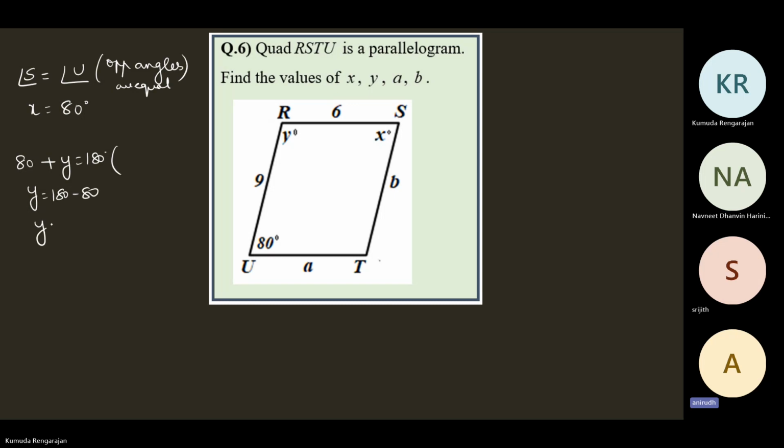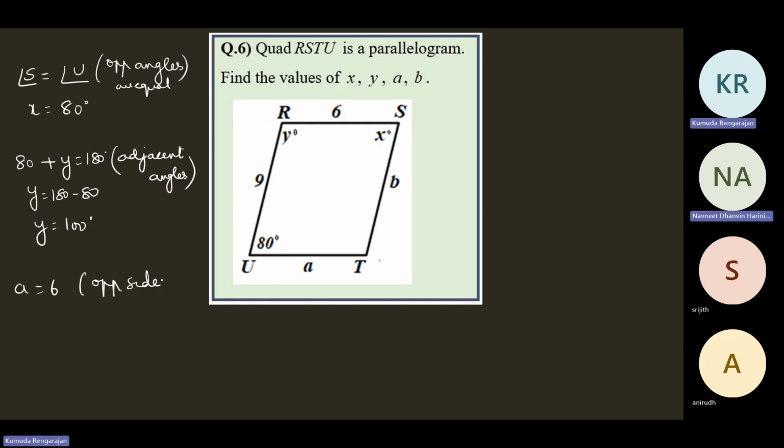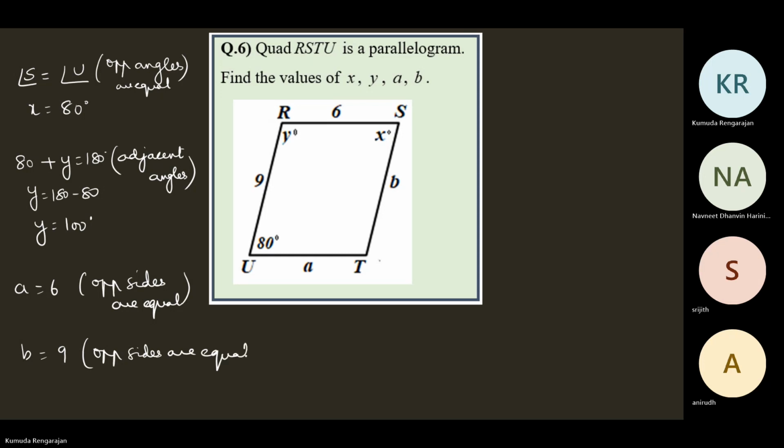And A is equal to 6 units because in a parallelogram opposite sides are equal. Correct. Ma'am, B is equal to 9. Opposite sides are equal. Okay. A is equal to 6.